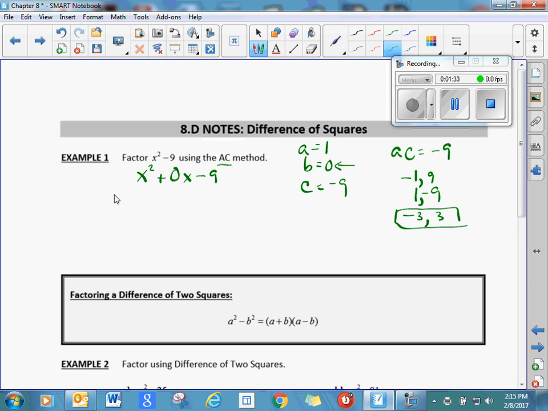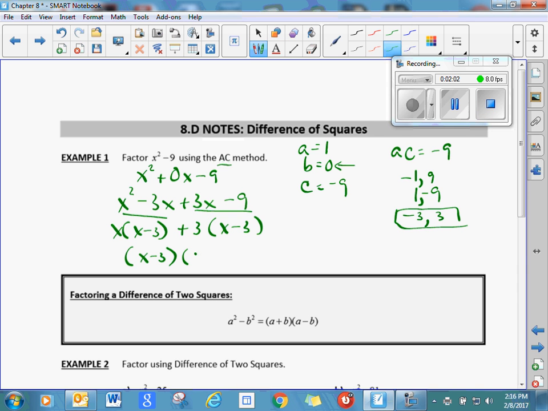So when I split my middle term, I'm going to write it x squared minus 3x plus 3x minus 9. That gives me my 0 term in the middle, but we've just rewritten it. So when I do the rest of the AC method, I'm going to factor out an x, and I get x minus 3. I'm going to factor out a 3, and I get x minus 3. Then I'm going to factor out the x minus 3, leaving me with x plus 3. And this is my factored answer for x squared minus 9, where we started.